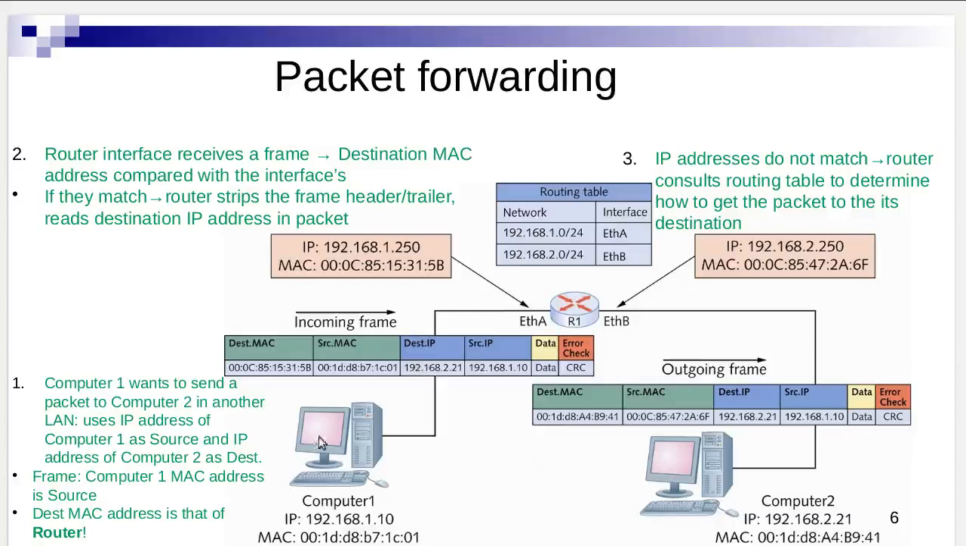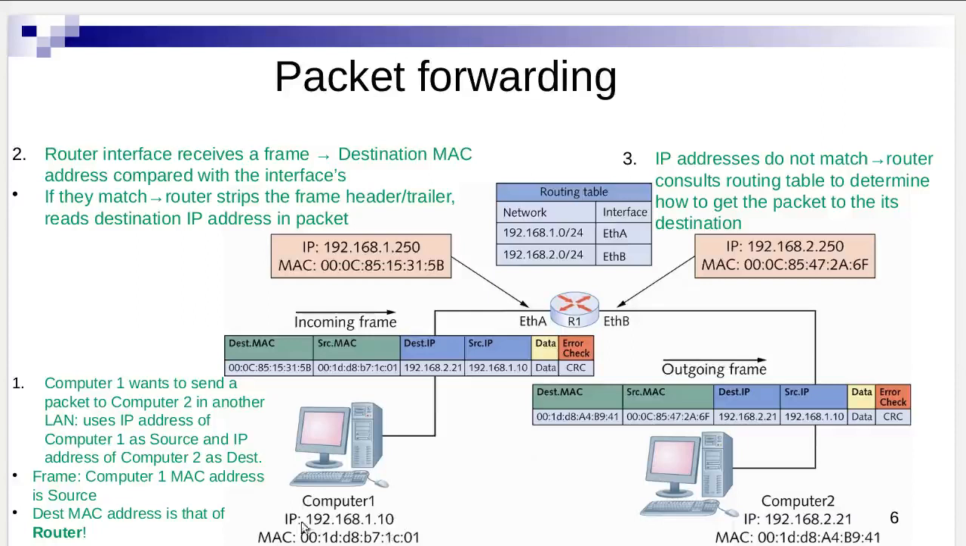So first of all, notice computer 1 is going to send a packet of information to computer 2. This is the source, computer 1, with IP address 192.168.1.10. It wants to send a packet to computer 2, which is 192.168.2.21. So it's outside the first local area network, assuming that the subnet mask is 255.255.255.0. That is, only the last 8 bits are changing inside a LAN.